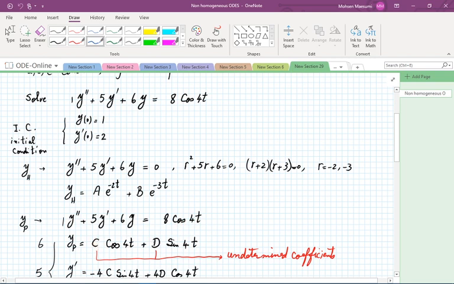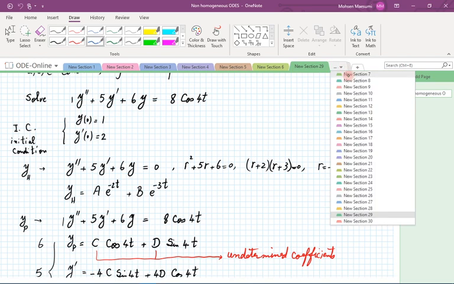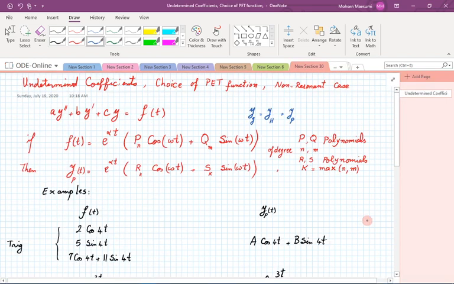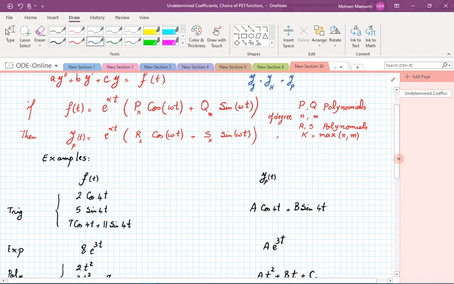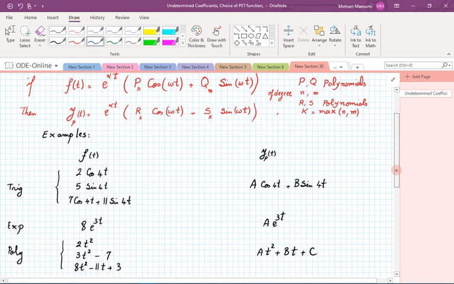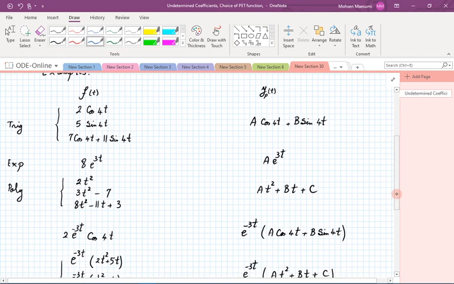Well, the idea is very general, and it is applicable to all pet functions. Just to make it clear, I made a list here. In this column for f of t, I'm writing some examples of what might appear on the right hand side. Y of p is what you are going to start with, with undetermined coefficients, and then you try to determine these coefficients by plugging it back into the equation. So let's just quickly go over this list.